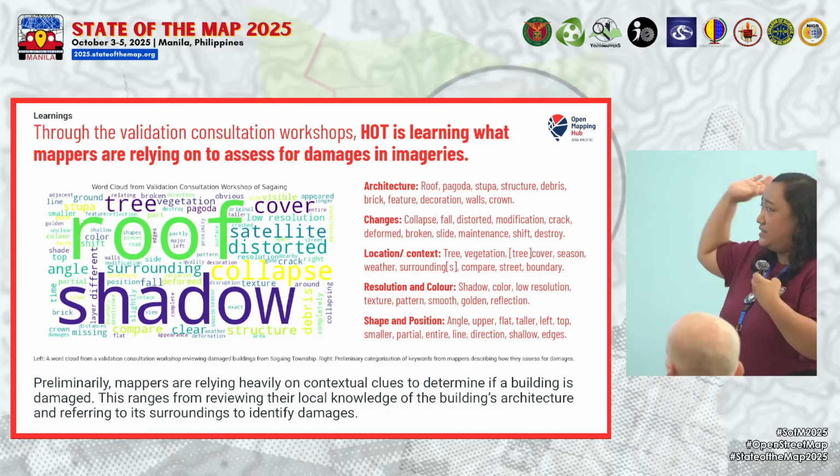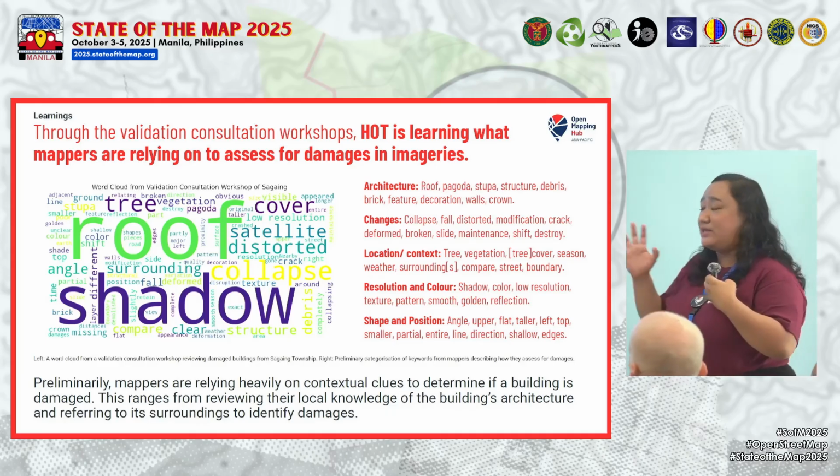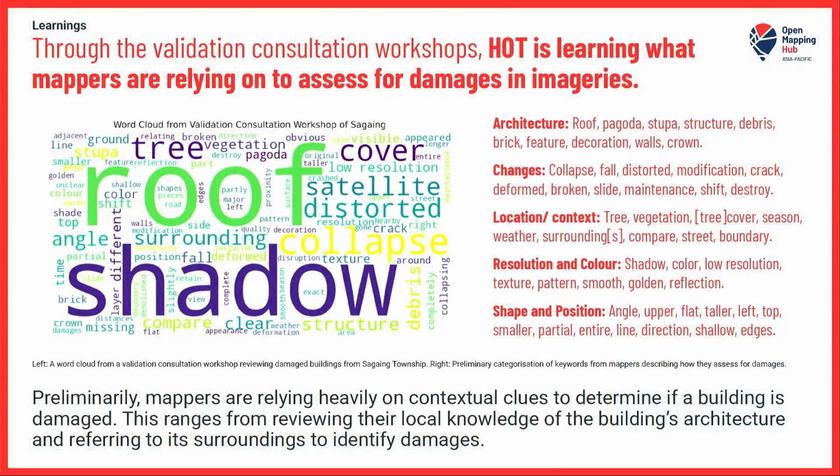So here is a word cloud of the things that our mappers look at to determine damage. You can see they look at the architecture, the changes in environment, the location or context, resolution and color, and shape and position. So mainly roof, shadow, satellite, collapse.